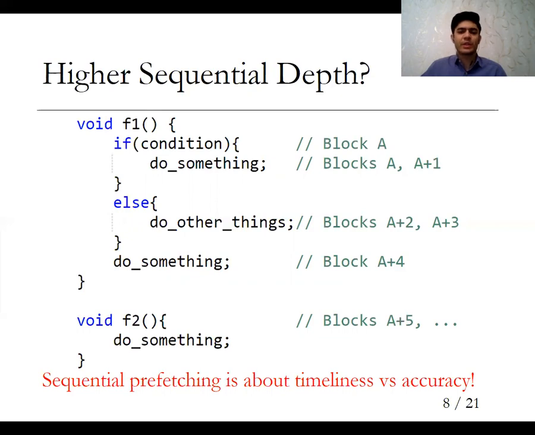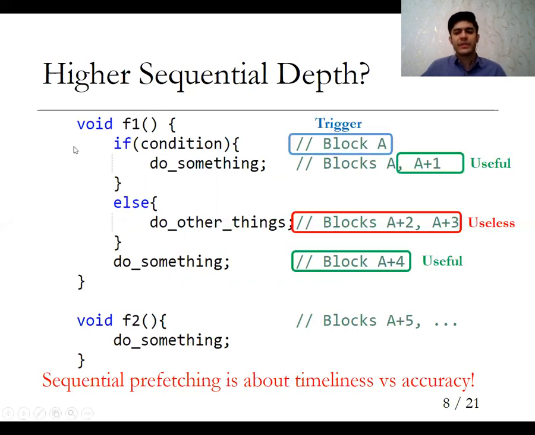The given pseudocode clarifies this. It contains 2 functions that are consecutively located in the memory. Assume that F1 is called and its execution starts with the evaluation of the if condition that is located in block A. Having a next 4-line prefetcher, blocks A plus 1, plus 2, plus 3, and plus 4 will be prefetched. Assuming that the if condition is true, the next 4-line prefetcher has correctly prefetched block A plus 1 that follows the instructions in the if body.